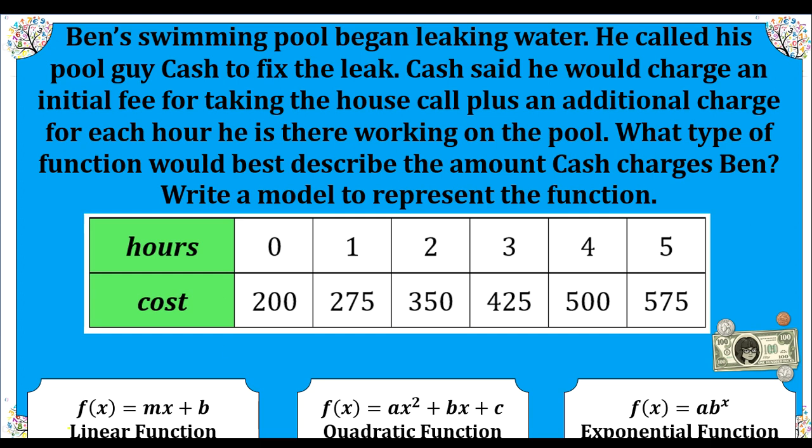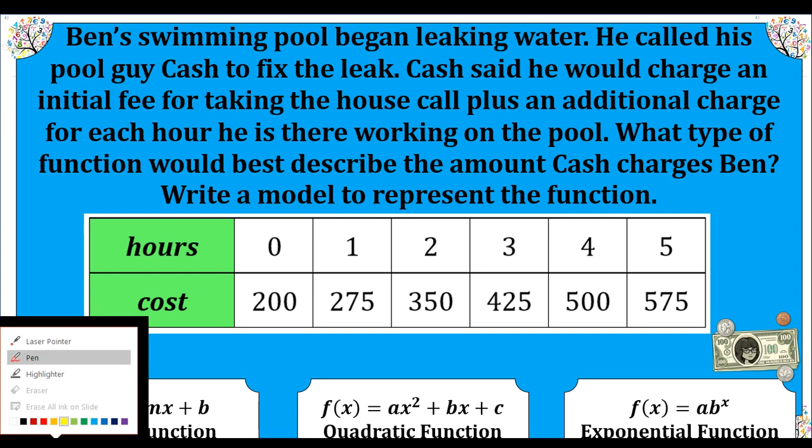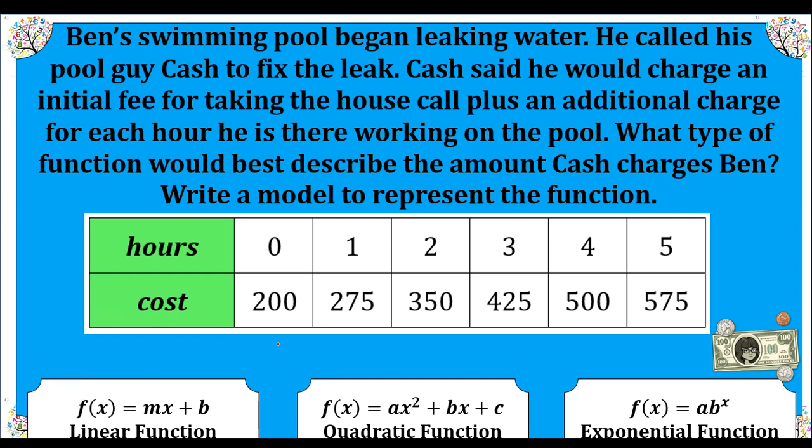So let's see if there is a first difference. Let's change colors. I don't think that is showing up that well. Okay, so our x values are consecutive integers. Now we can just focus on the pattern of our output. So here we are going from 200 to 275. So at 0 hours, he's charging 200. So I guess that's going to be our initial fee, 200.